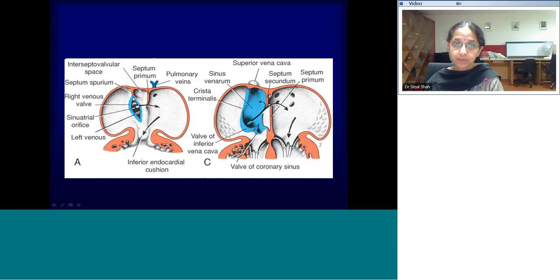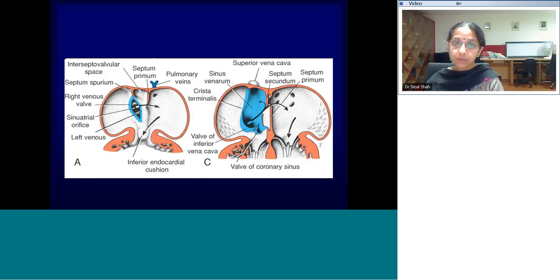Now, in a short while, a new septum develops to the right side of the septum spurium, and this is called the septum primum. Very soon, the septum primum grows towards the endocardial cushion area. There is still an opening here between the septum primum and the endocardial cushion, which is called the foramen primum. And very soon, the septum primum fuses with the endocardial cushion. This is a very important understanding. If this does not happen, it's going to give rise to future primum defects.